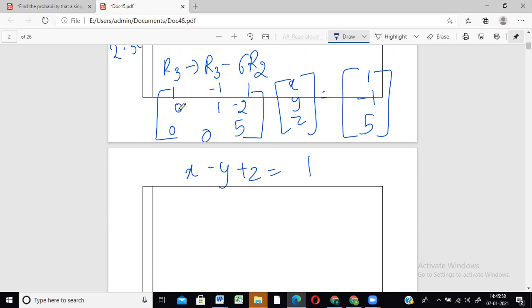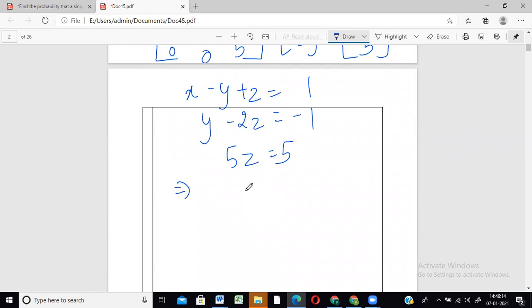That's 1. Next one, 0 into x is 0, gone, but there is no point in writing. Y minus 2z is equal to minus 1. 0 into x, 0 into y. 5z is equal to 5, which implies z will be equal to 1. You can easily find out value of z from here, correct? Because this is having only one variable. From here we get z is equal to 1.